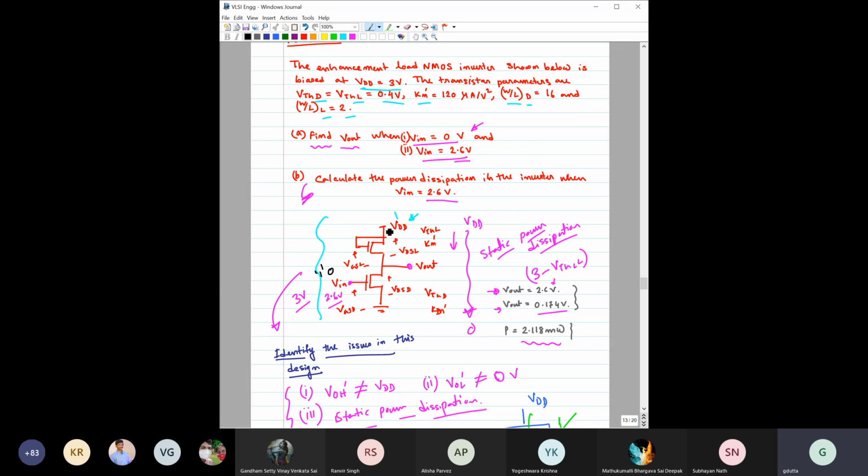Then you have a direct connection through the load and through this transistor between VDD and ground. So there will be a current, one ID current, always flowing from VDD to ground. As long as V in is at logic 1, it will dissipate power. So you can clearly see that static power dissipation is there for this type of inverter. So we need to solve that.